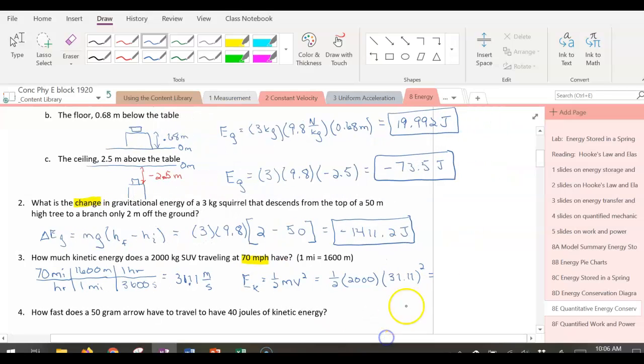And so it has a lot of kinetic energy. It's 967,832.1 joules.